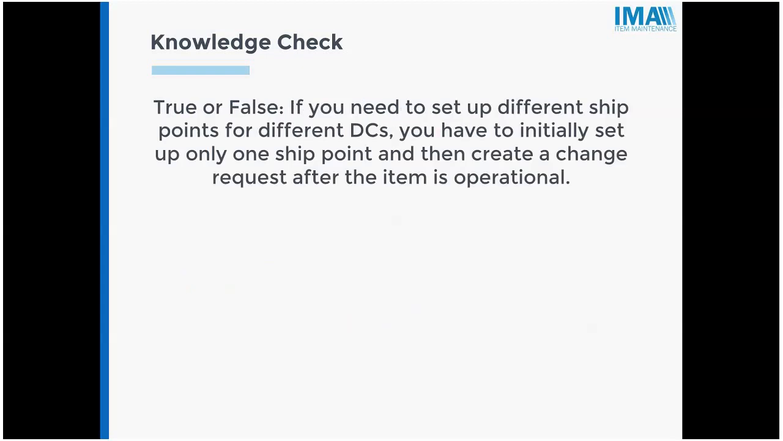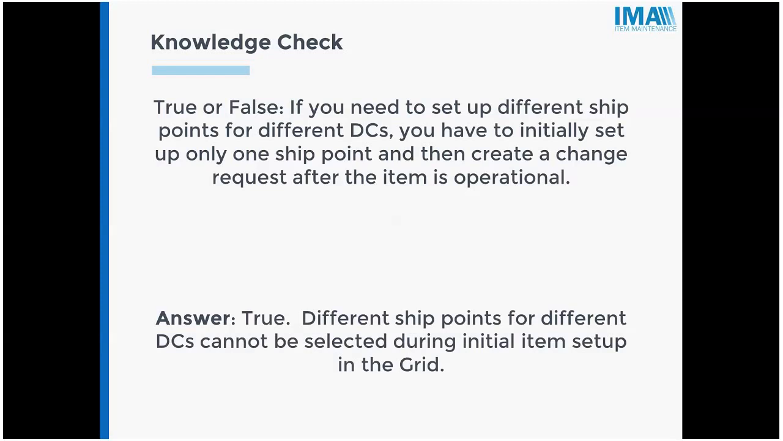True or false? If you need to set up different ship points for different DCs, you have to initially set up only one ship point and then create a change request after the item is operational. This is true. Different ship points for different DCs cannot be selected during initial item setup in the grid.